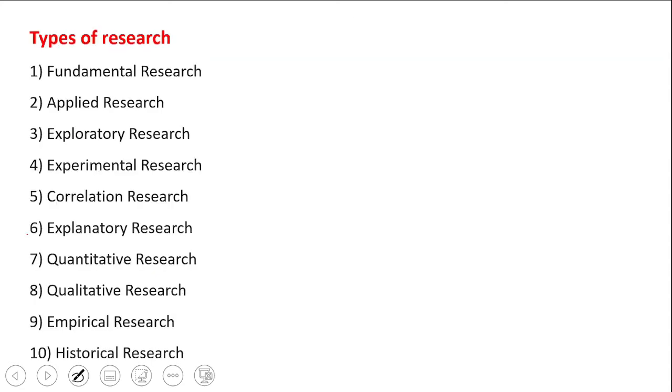These are the 10 types of research. In yesterday's lecture, we solved two types of research, that is fundamental and applied research. In today's lecture, we will be focusing on two types of research, that is exploratory and experimental research. Let's begin with the questions.